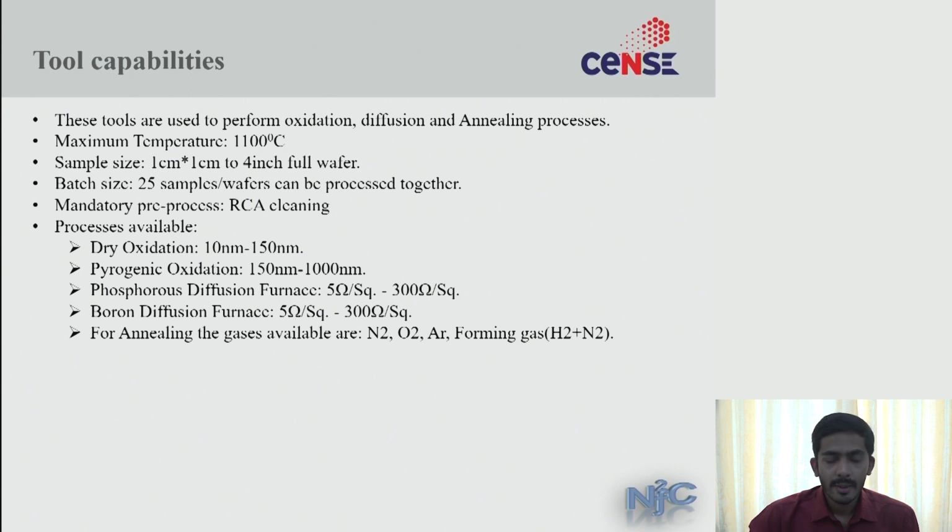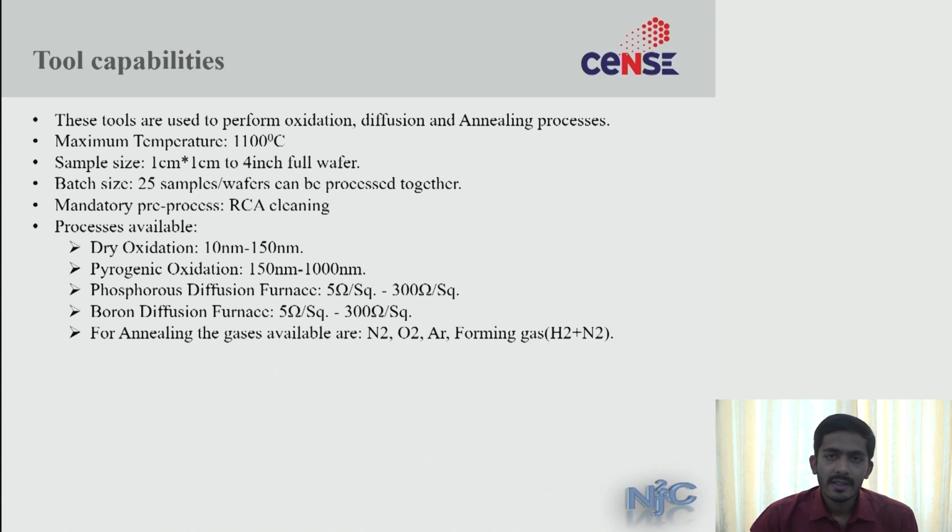Coming to the tool capabilities, these tools are mainly used for processing up to a temperature of 1100 degrees Celsius. The sample size can range from a small 1 cm sample to a full 4-inch wafer. An advantage of the furnace is that you can do batch processing, so together you can process 25 wafers in a single batch.